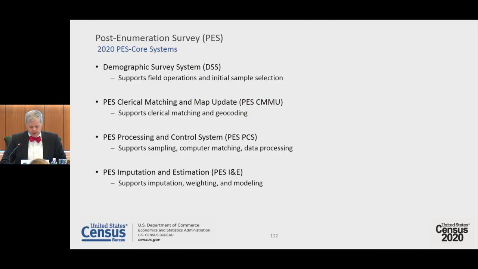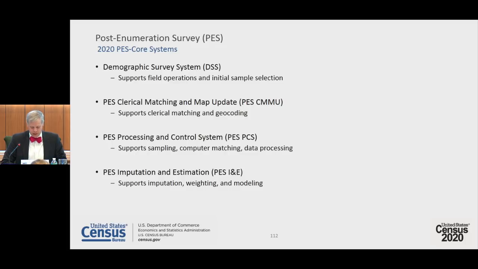All clerical matching operations will use the PES clerical matching and map update system to manually match addresses, match people, geocode addresses, and assign resident status codes. This system will display person and address information as well as maps from both the census and the independent PES enumerations. The PES processing and control system will perform sundry activities including subsampling, computer matching, and data processing. As its name implies, the PES imputation and estimation system will be imputing PES match and status variables and creating estimation files.